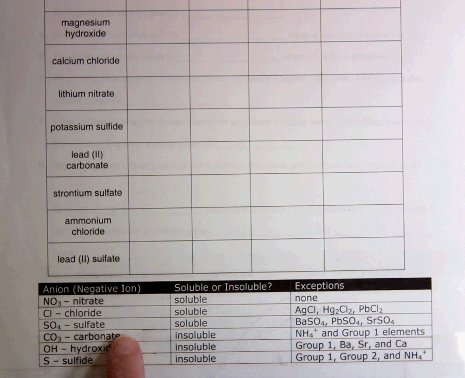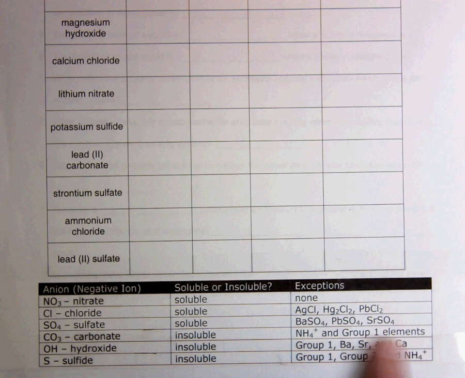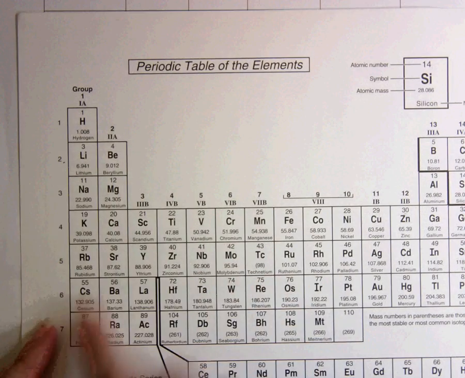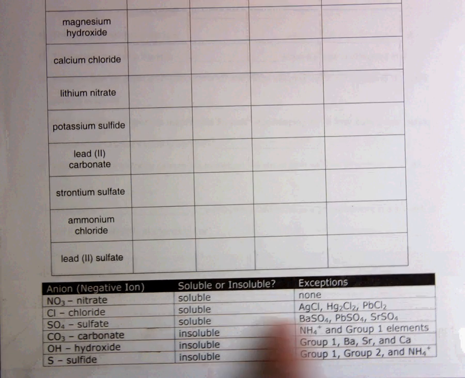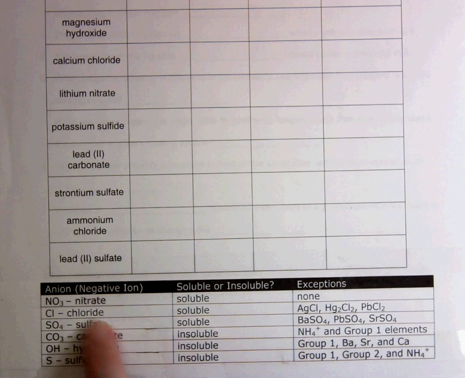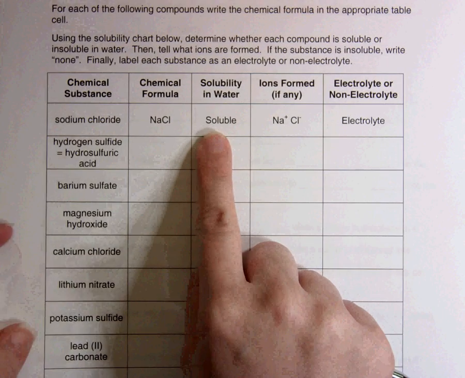For carbonate, hydroxide, and sulfide, they are all insoluble. They don't dissolve unless they're one of these. And you can see group 1 elements or group 2 elements means anything in group 1 or anything in group 2, depending on what you're looking at. So because it is not one of the exceptions, it means that this chloride, NaCl, is soluble. So I put soluble here.